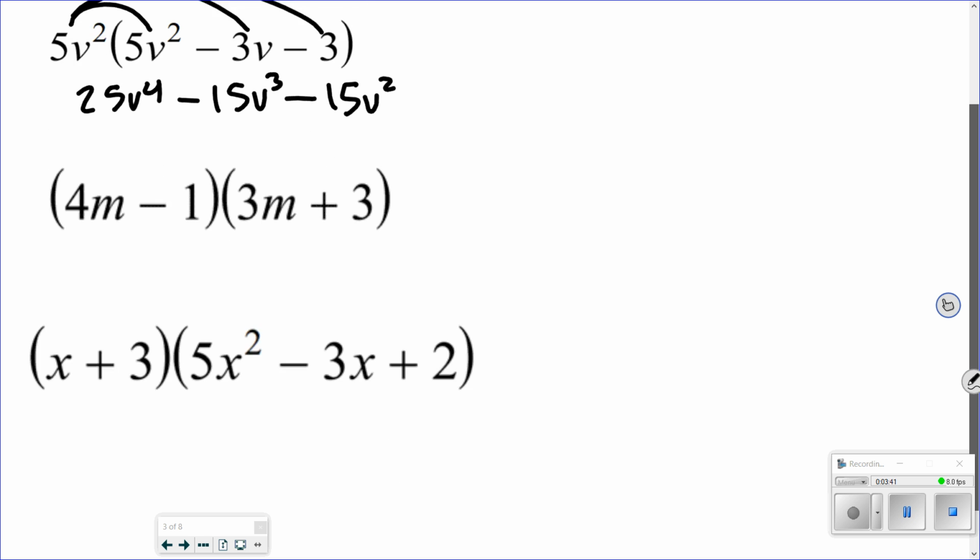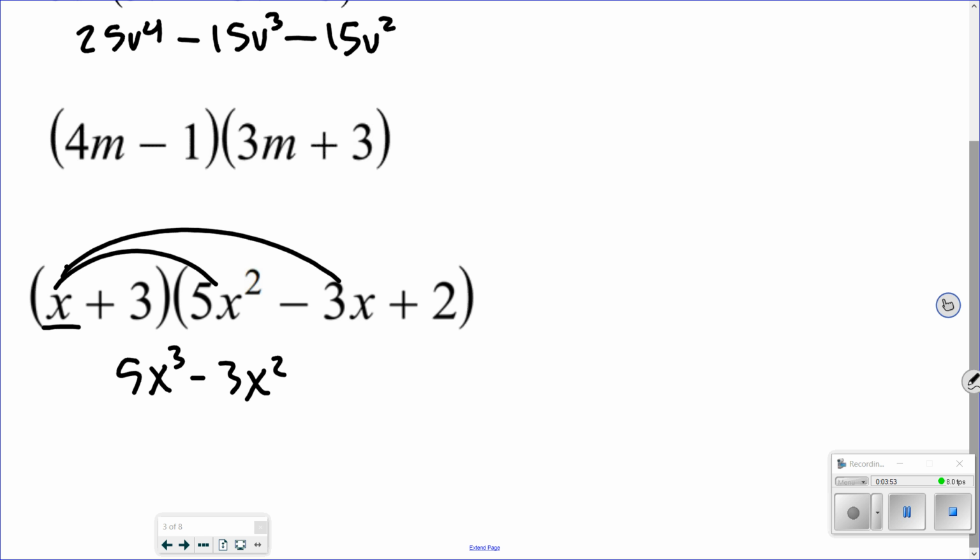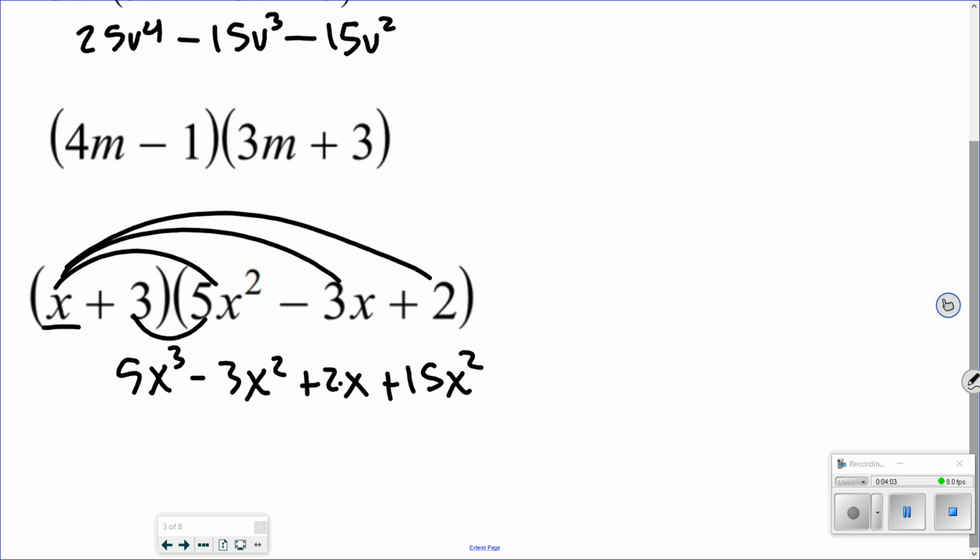When we multiply something that has more than one term, make sure you just take each term, like the x, for example, and distribute it all the way through. So that'd be 5x cubed minus 3x squared plus 2x. Okay, and then do the same thing here. 3 times 5x squared, 15x squared. Okay. 3 times minus 3x, and 3 times a positive 2. So you just got to make sure each of those terms, right, the x is distributed all the way through, and the 3 is distributed all the way through.